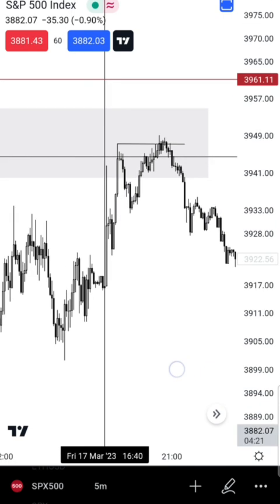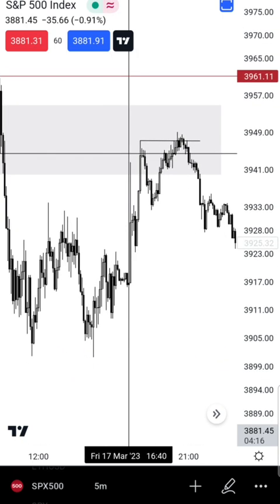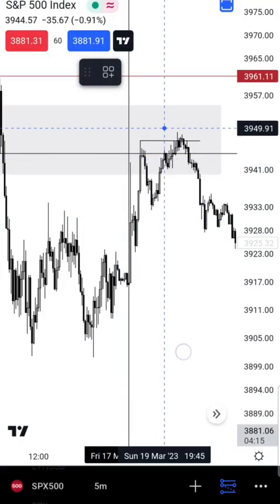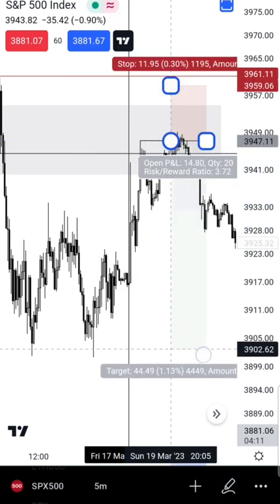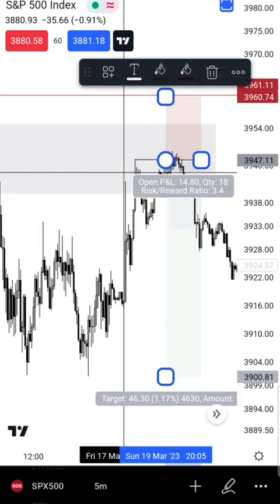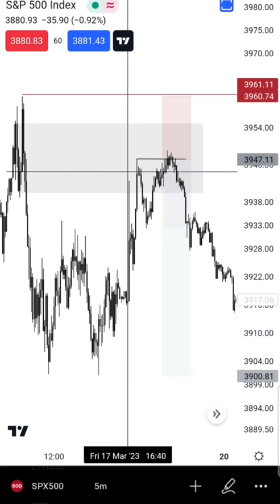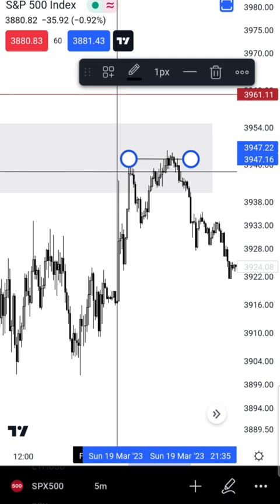So that's what a trade idea would look like. That's what I had in mind when I was selling over here. Enter, target, and stop loss. That's a quick 1, 2, 3 to start off the week.